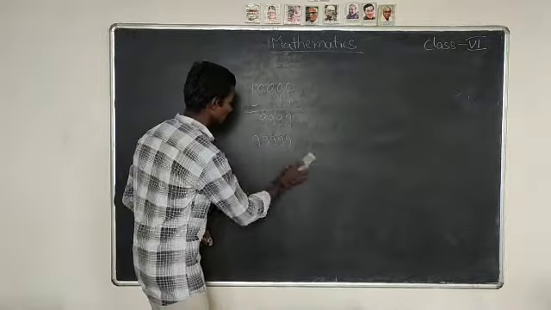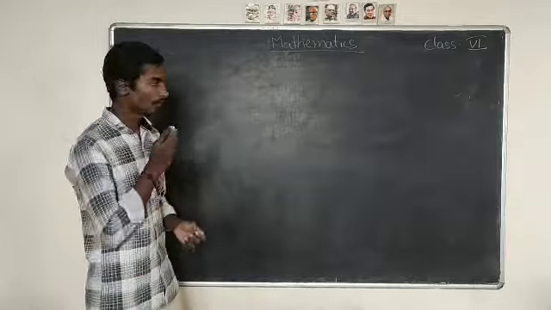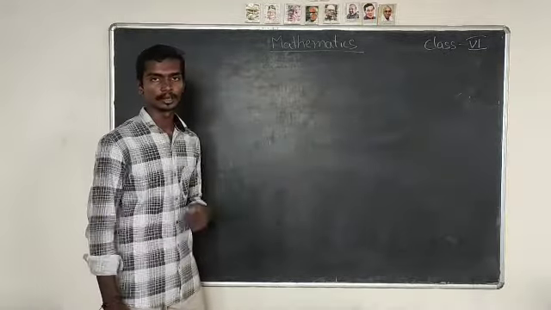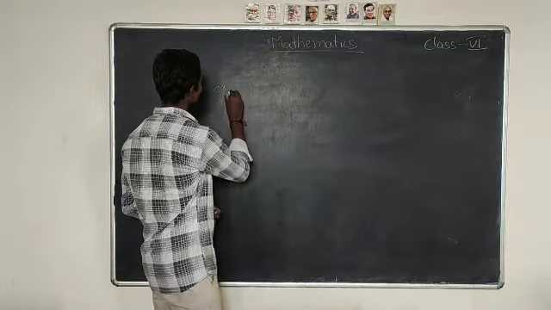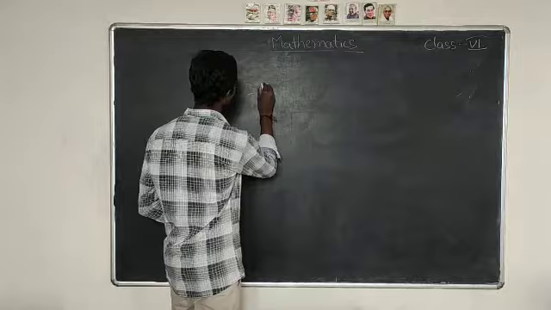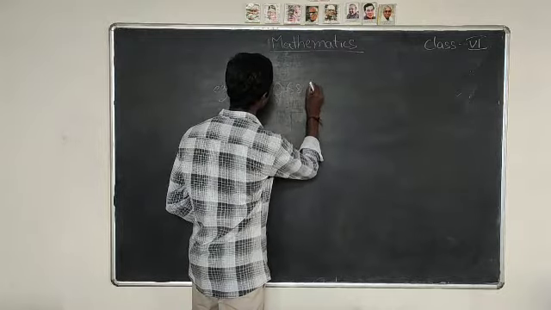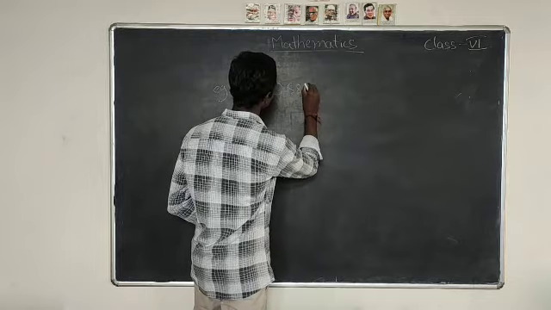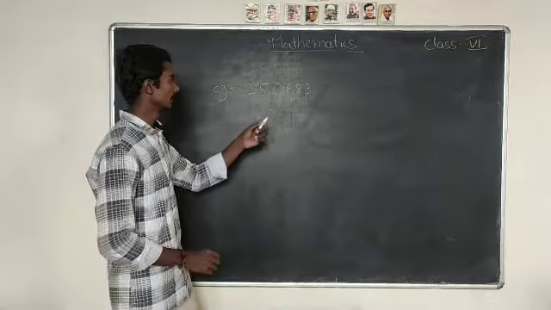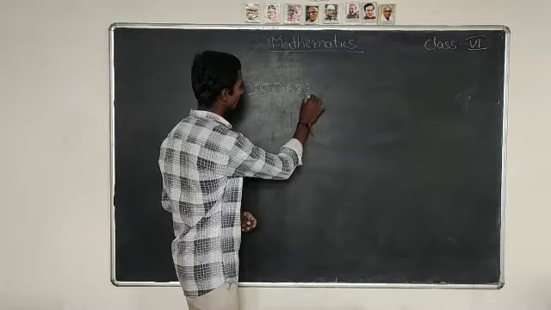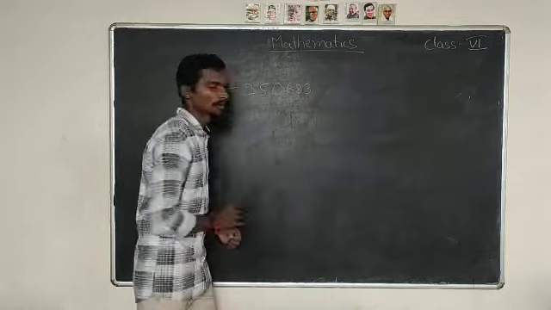Now let me take an example and try to read it out. Okay. How to read this number? Let's look at the place values. Unit, tens, hundred, thousand, 10,000, lakh. So how to read this?